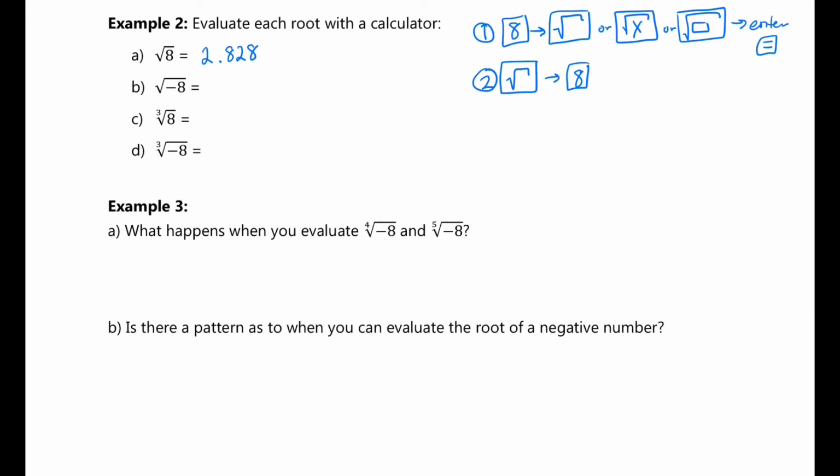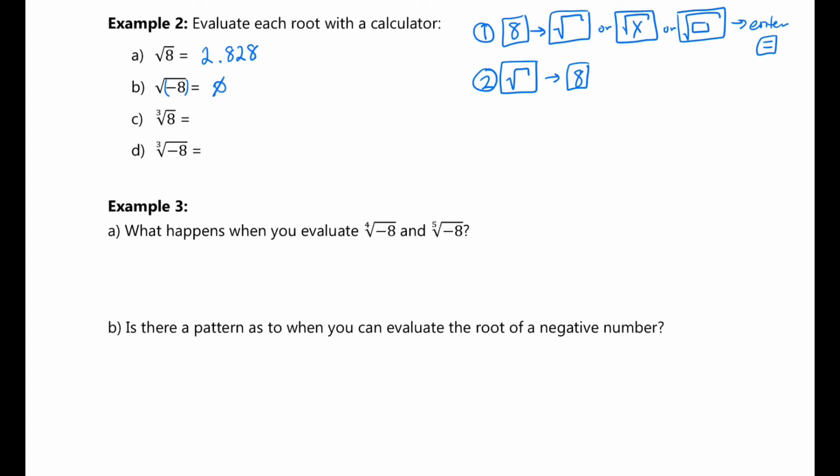For part B, when you're inputting, you might have to use a bracket around that negative 8 to make sure that negative stays with that 8. Unfortunately, when you plug that in, you will get an error message. It's because you cannot take a square root of a negative value. And we'll discuss that in a bit. Part C, cube root of 8.